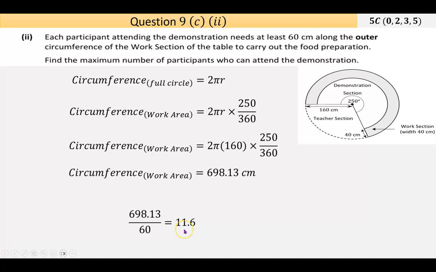You can fit 11 people around that table, okay? You can't fit 12, okay? Because 0.6 of a person is not a person.